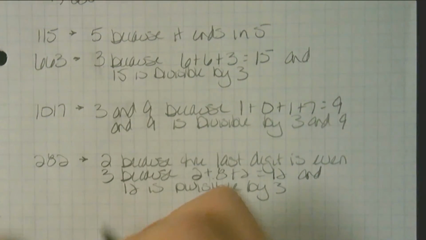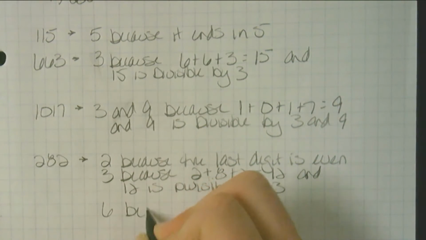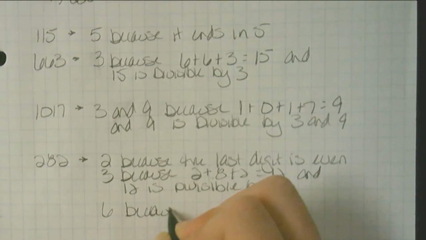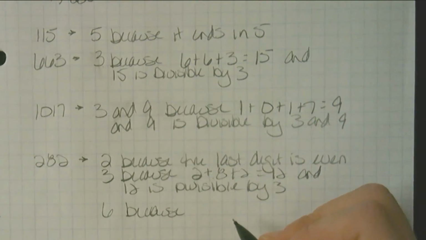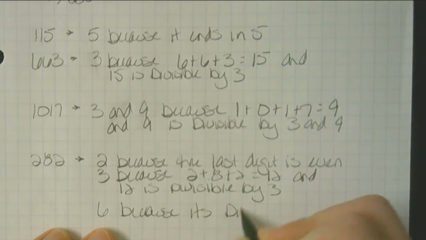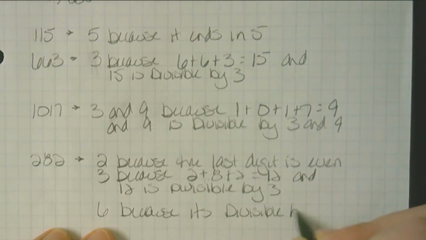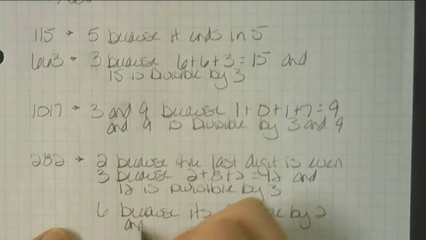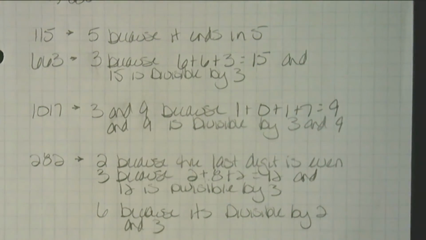All right. Why 6, Mateo? Because it's divisible by 2 and 3? Yep. So 6 because it's divisible by 2 and 3. So make sure you read how you should be writing those explanations. You guys cool with those?